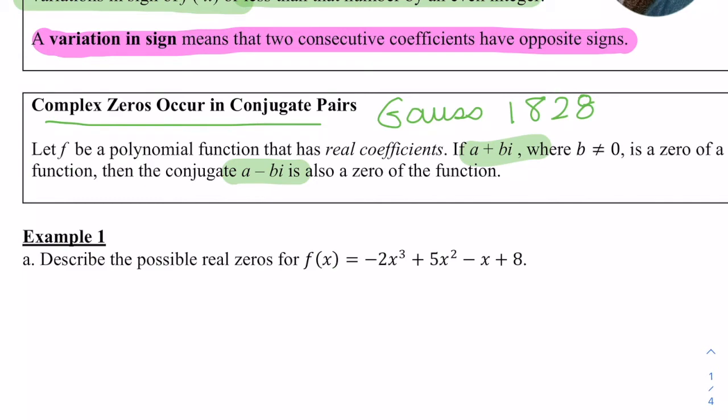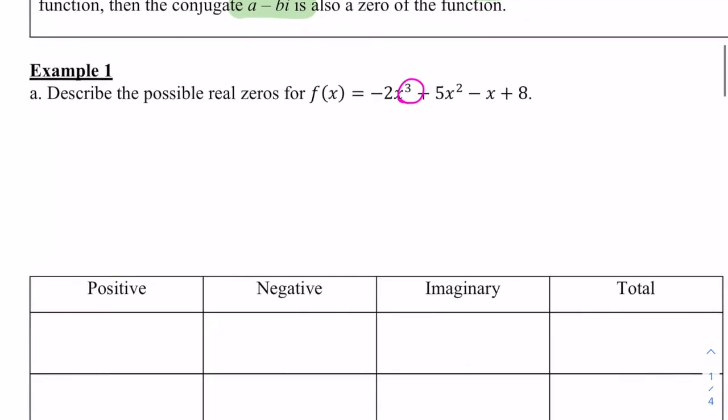Okay, let's consider the number of changes. So here we have f of x, and we're literally just going to count how many times the sign changes. Before we look at the number of variations, let's first look at the total. This is a cubic, so this will have a maximum of 3 roots. So I'll put 3 over here. That's going to be the max.